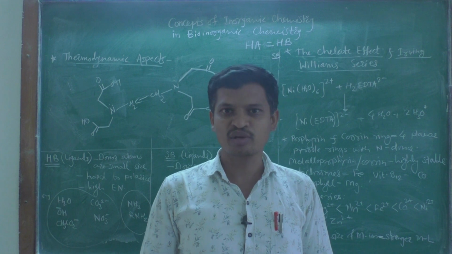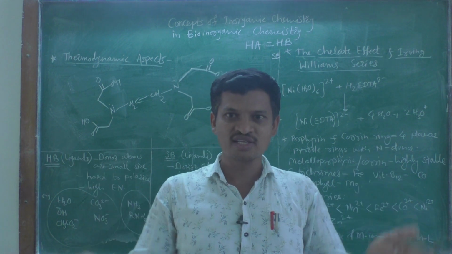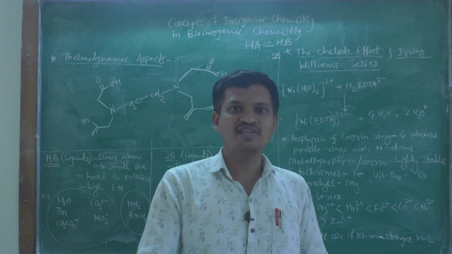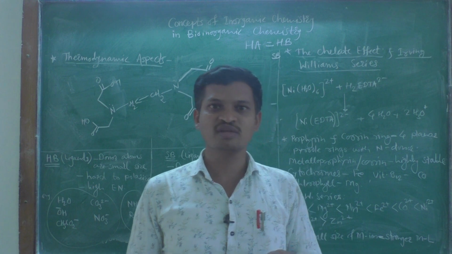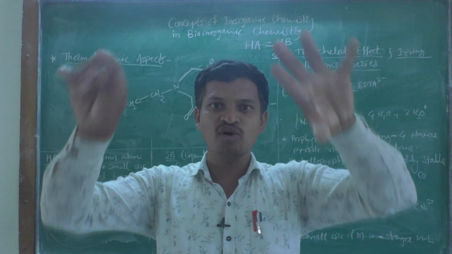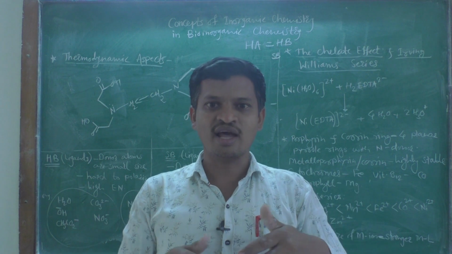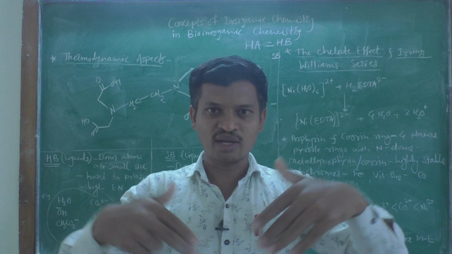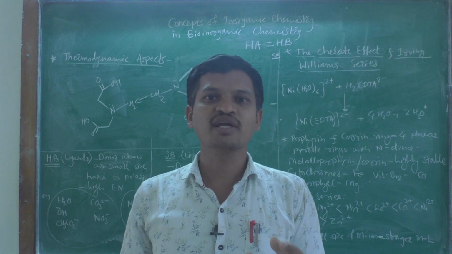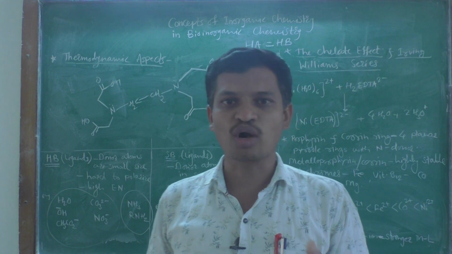macrocyclic molecules in which 4 pyrrole rings, which are mostly planar in nature, are arranged in a cyclic manner, in such a way that the nitrogen donor atoms are pointing towards the central cavity of the ring. In the first lecture of this bioinorganic chemistry, we have already seen the structure of the porphyrin or chlorin ring. Four pyrrole rings are arranged in a cyclic manner with the donor nitrogen atoms pointing towards the central cavity, and in that central cavity different metal cations can be accommodated.